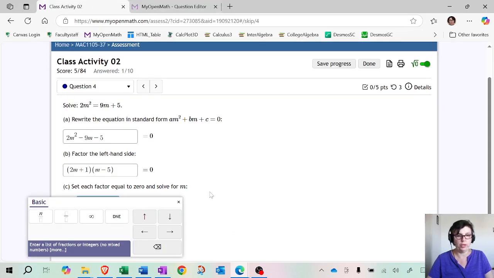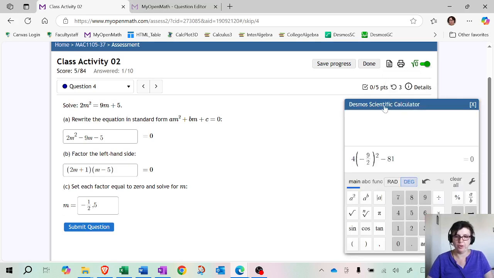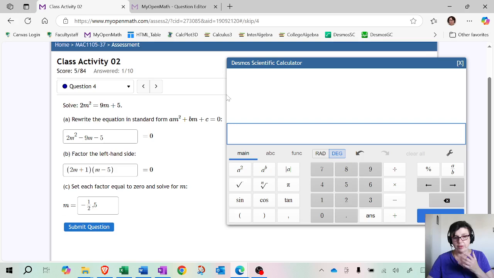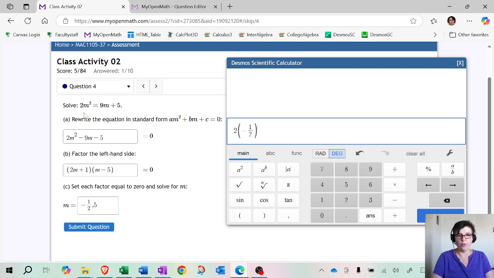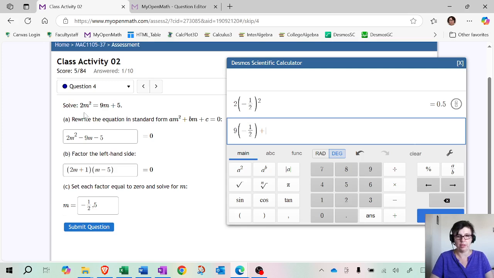Now, I do want to check this. How do I do that? Well, I need to plug both of these numbers into the original equation. Because I don't have a 0 on the right-hand side, I will have to figure it out on the left and on the right. So first, let's plug in negative 1/2 for m into the left-hand side. Now, let's plug in negative 1/2 into the right-hand side. Because the two are the same, that means that negative 1/2 is a solution.